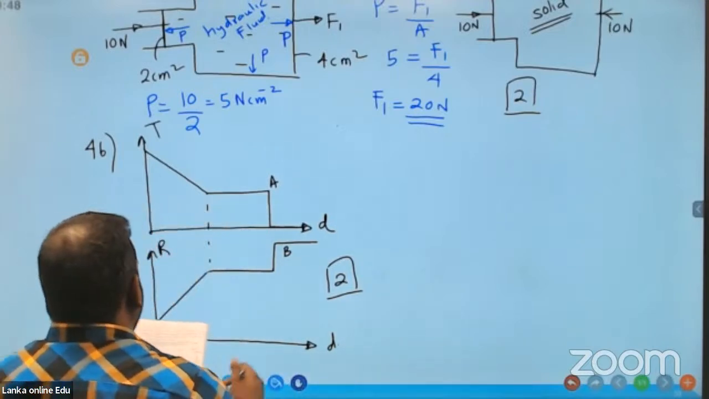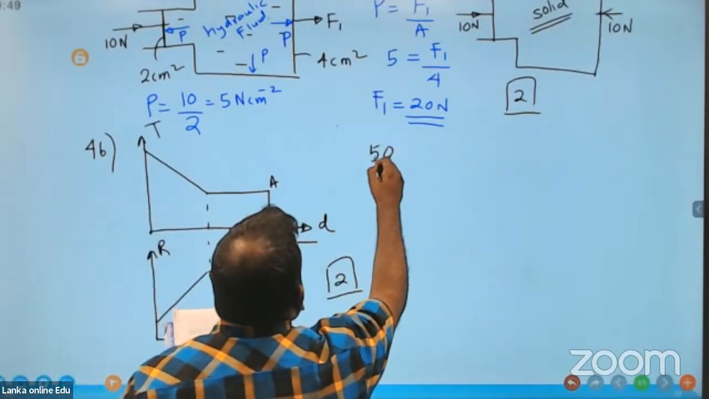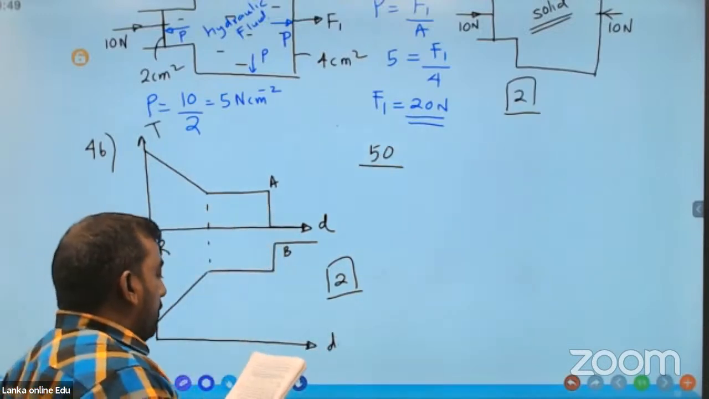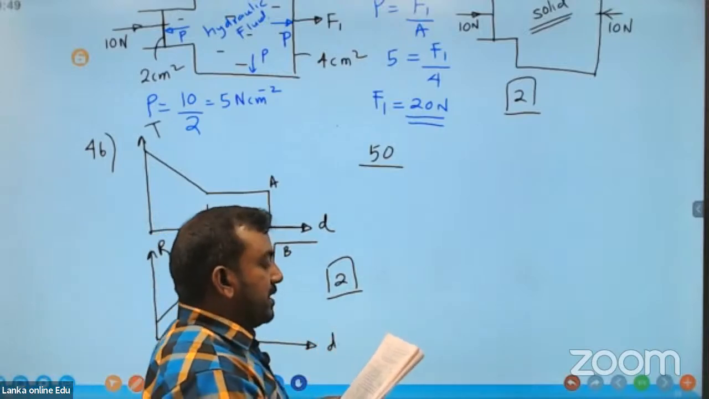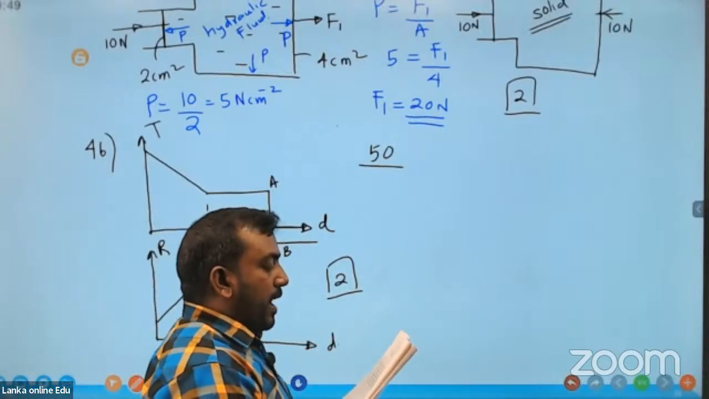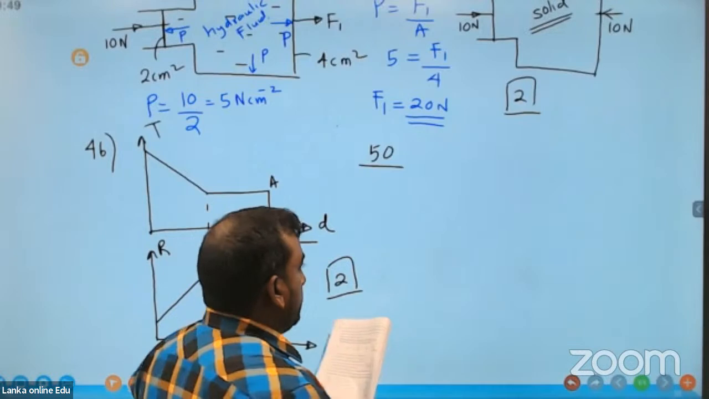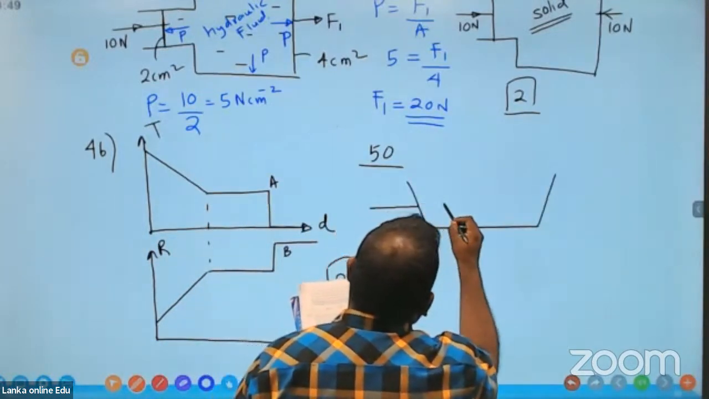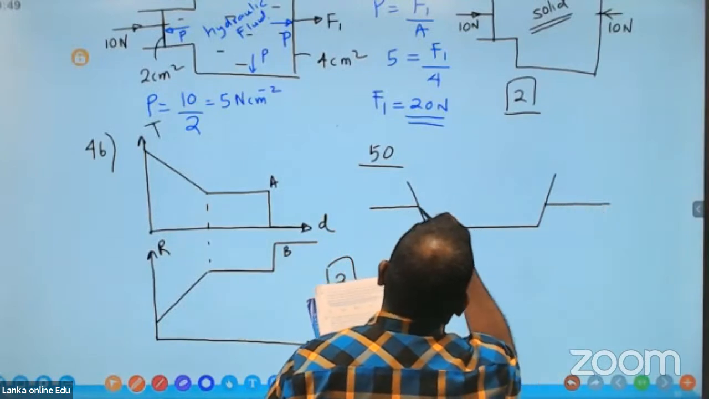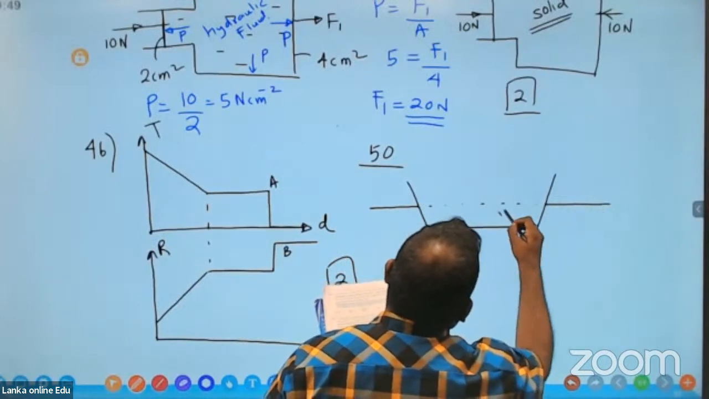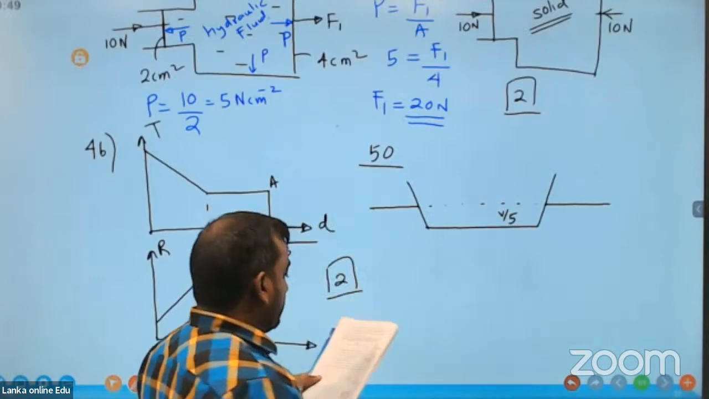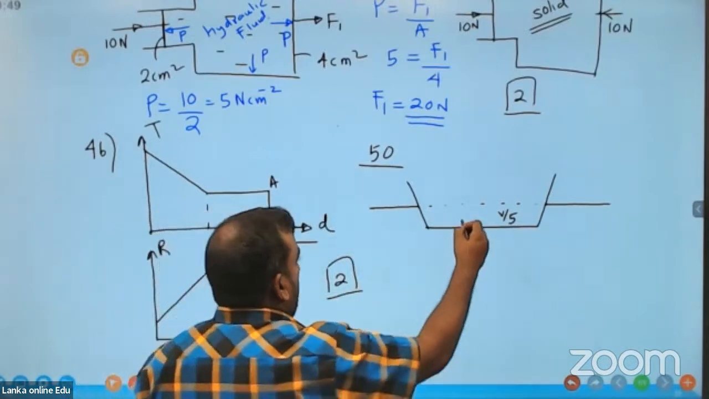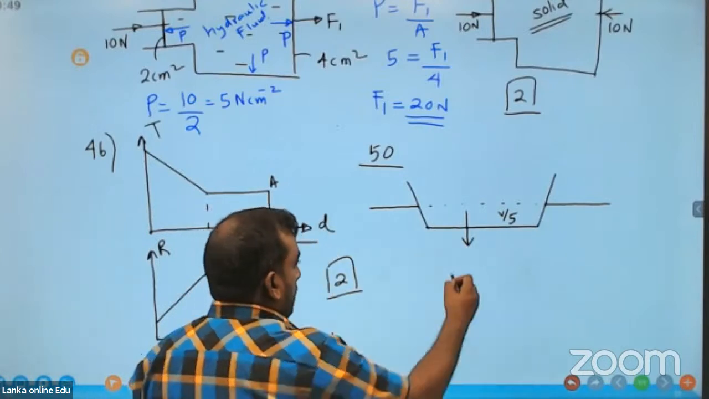MCQ 50. A boat made of metal floats in water with 1/5 of its volume submerged. There's a boat made with metal, 1/5 submerged, right? So, weight of boat.